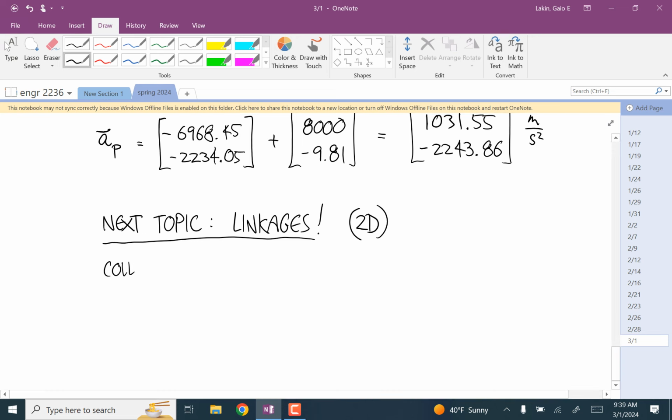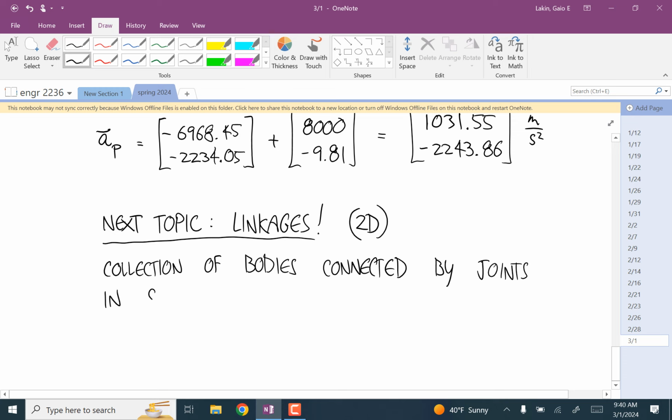A collection of bodies connected by joints that's in static equilibrium. What's that called? The things we did in statics. Structures.